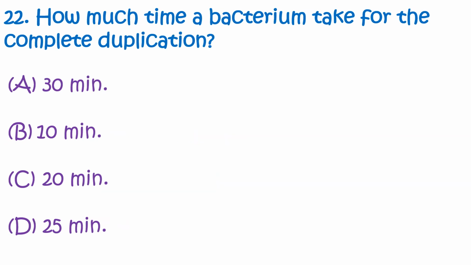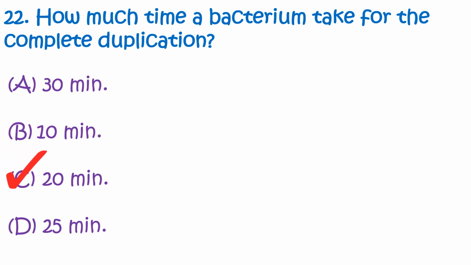Question number 22. How much time does a bacterium take for the complete duplication? Options are option A 30 minutes, option B 10 minutes, option C 20 minutes, option D 25 minutes. And the correct answer is option C 20 minutes.